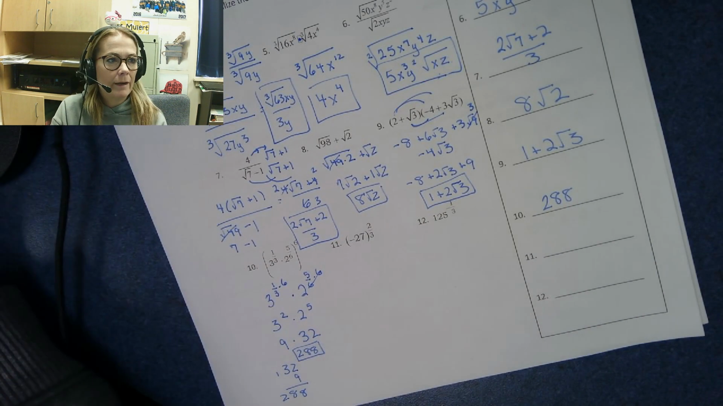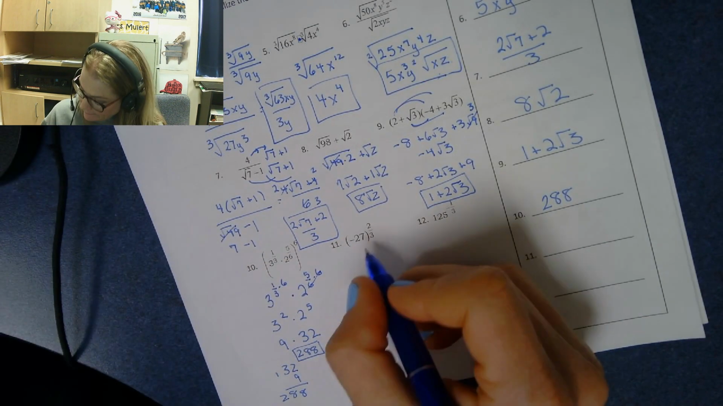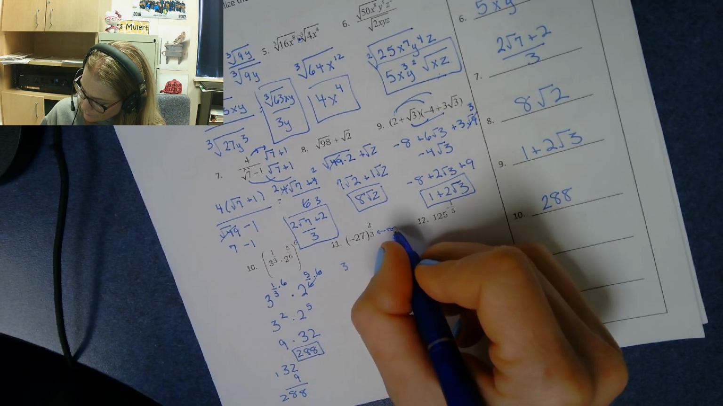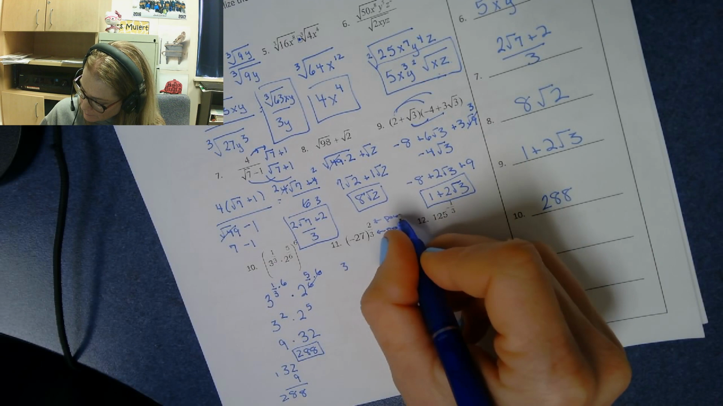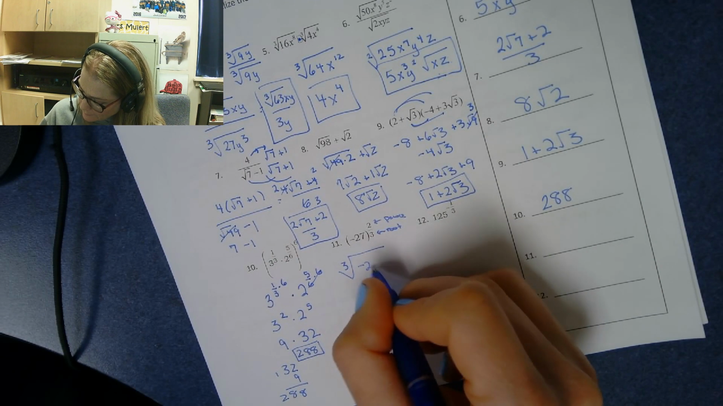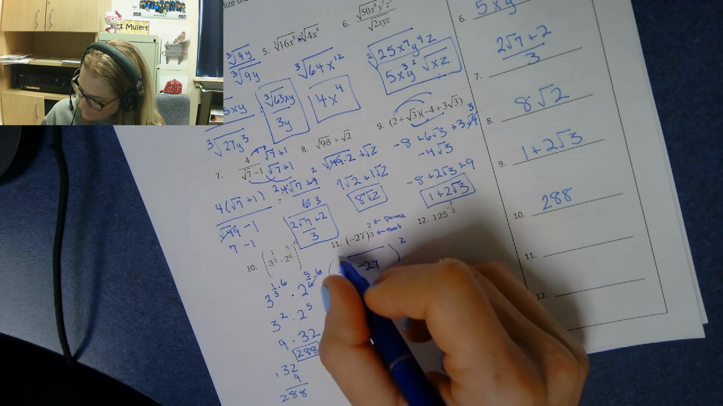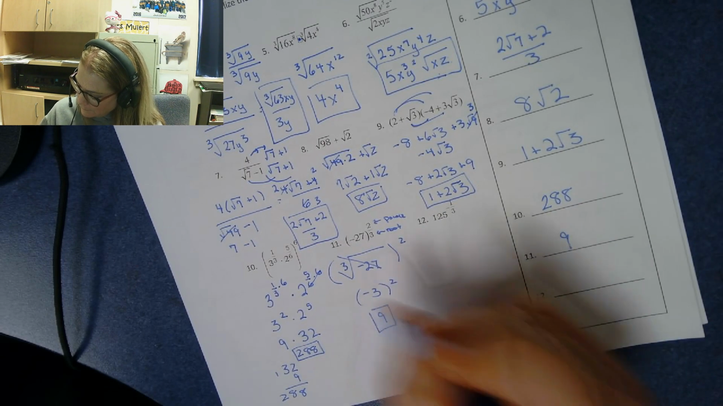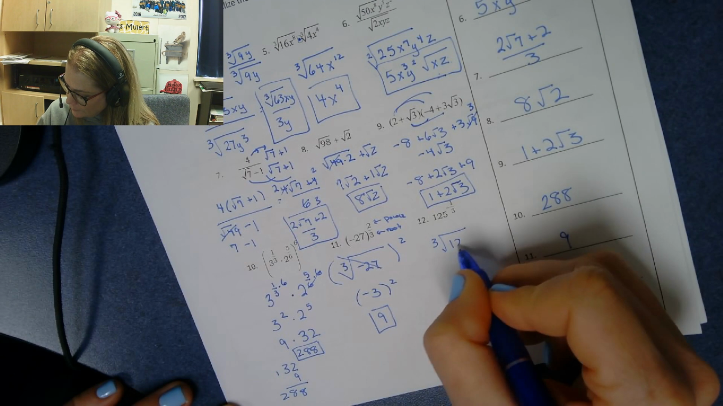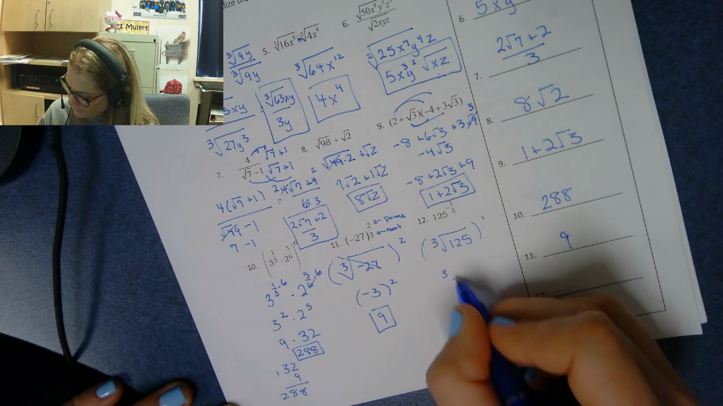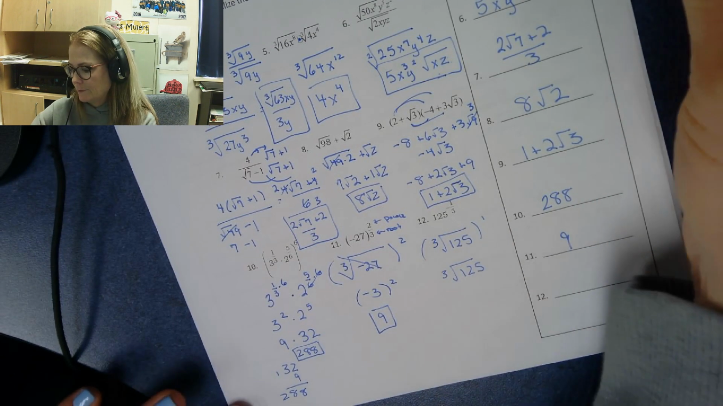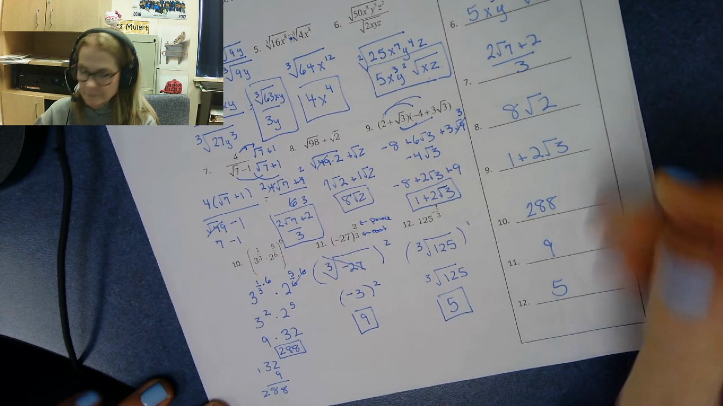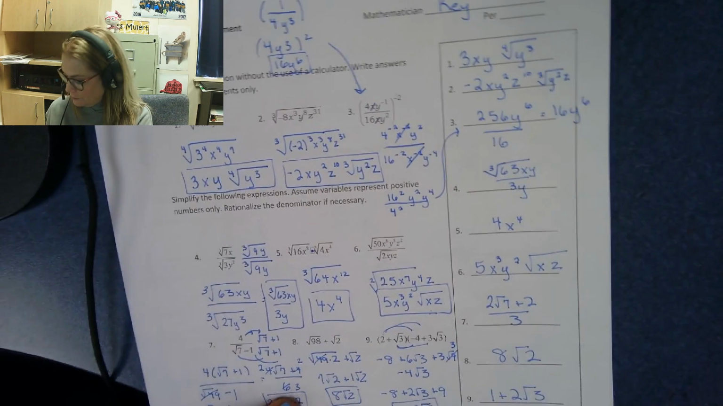Okay, moving right along. 27, negative 27 to the 2/3, so that's just the cubed root. That's the root, and that's the power. So the cubed root of negative 27, and all of that squared. So that's just negative 3 squared, 9. Okay, and then this is just the cubed root of 125 to the first power, so you don't really even need that. And so what times what times what is 125? It's 5. Okay, back page.